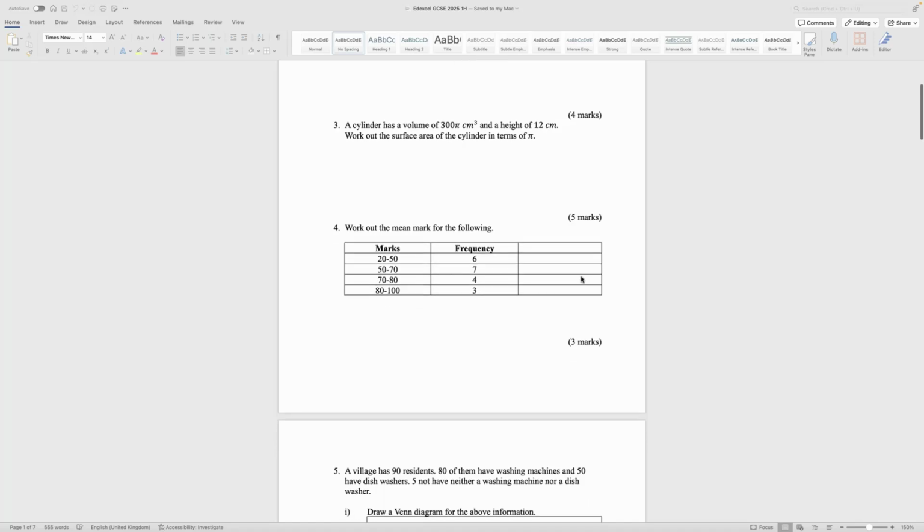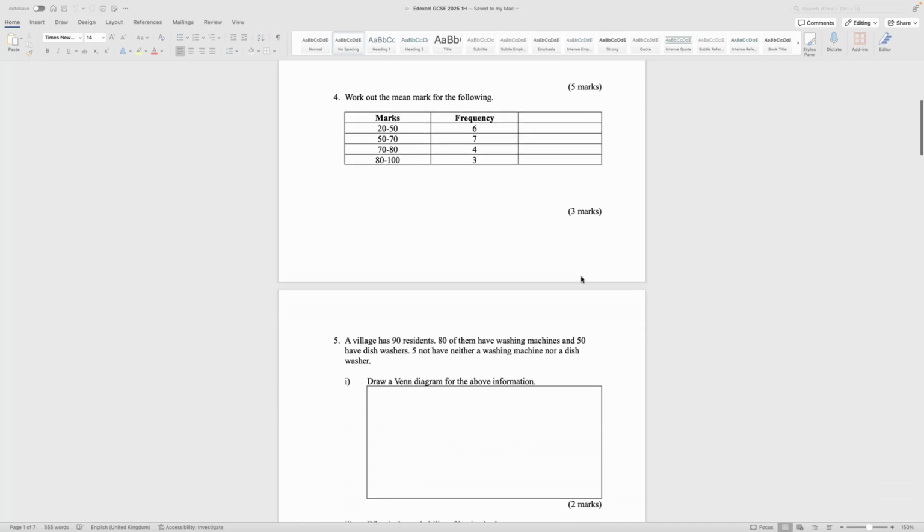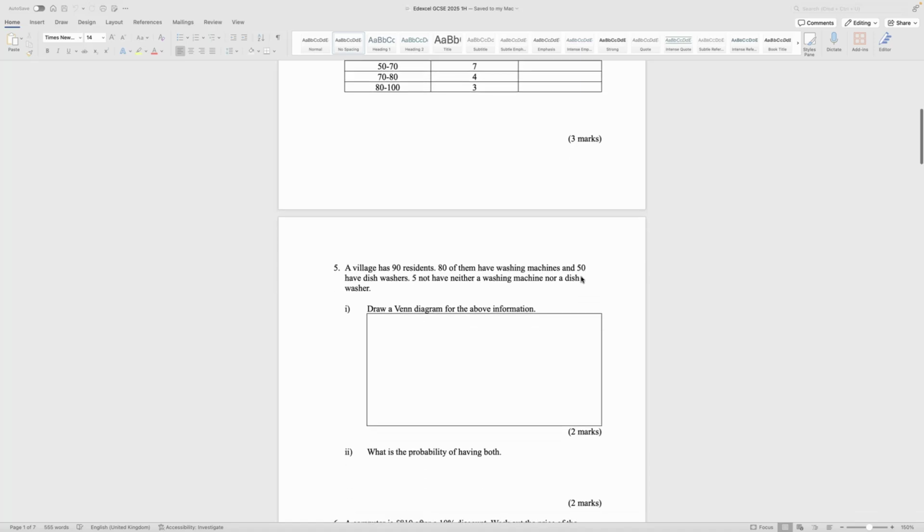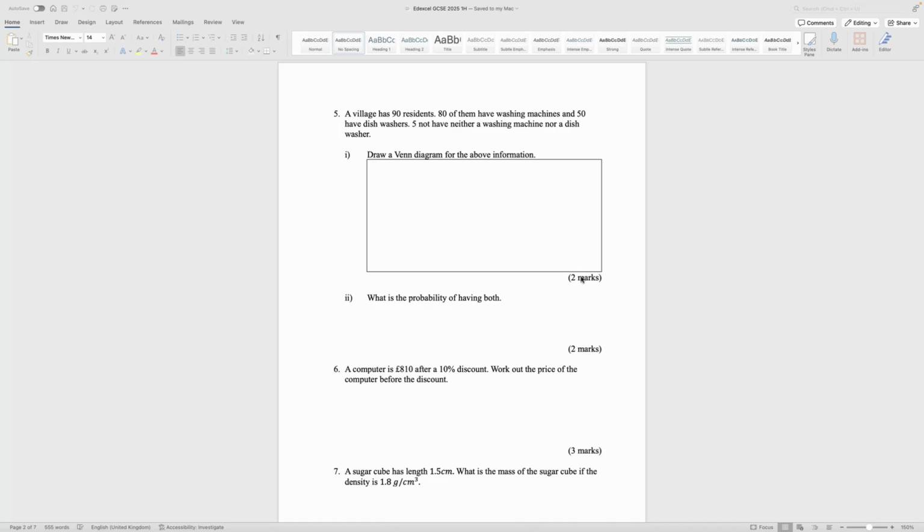Question 3. A cylinder has a volume of 300 pi centimeters cubed and a height of 12 centimeters. Work out the surface area of the cylinder in terms of pi. Question 4. Work out the mean mark of the following. Marks 20 to 50, frequency 6, 50 to 70, frequency 7, 70 to 80, frequency 4, 80 to 100, frequency 3.